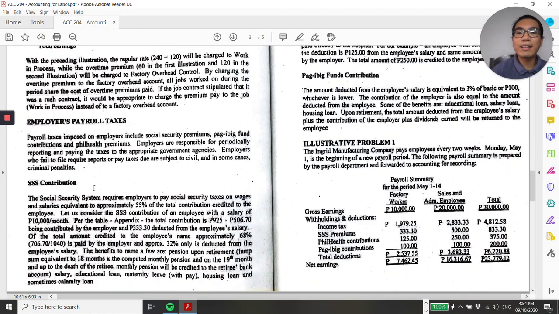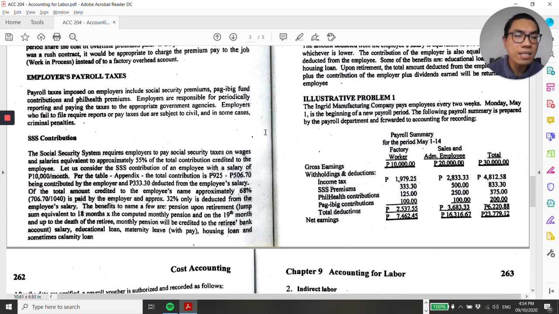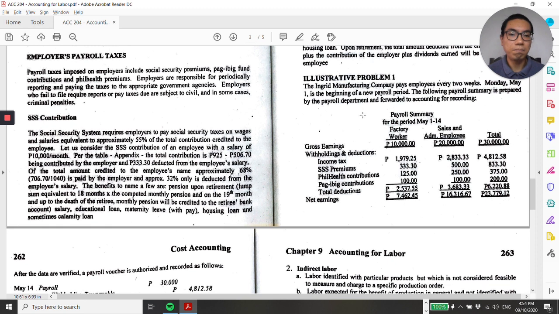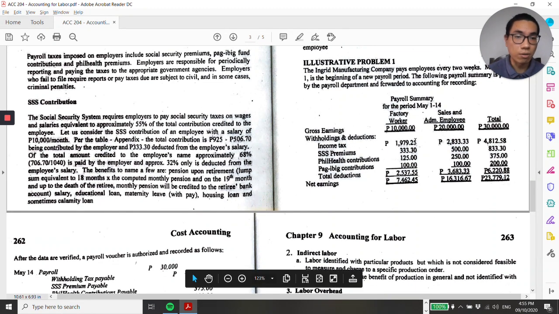Okay? Next problem is, for example, Ingrid Manufacturing Company pays employees every 2 weeks. Monday, May 1 is the beginning of a new payroll period. The following payroll summary is prepared by the payroll department and forwarded to accounting for recording. Normally, the payroll employee creates this kind of payroll summary. And in most problems you will encounter in MC-based questionnaires, this kind of information about our employees is usually given.